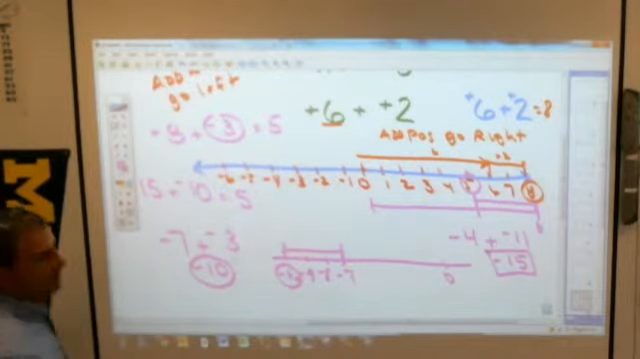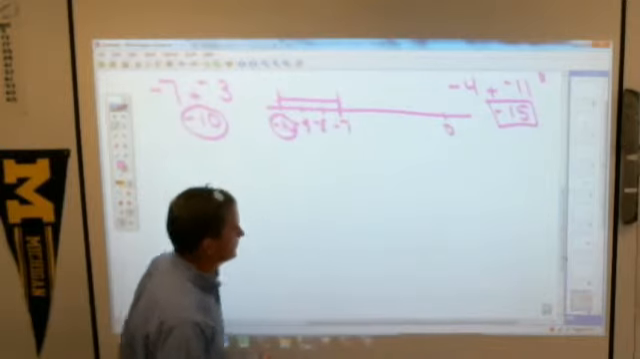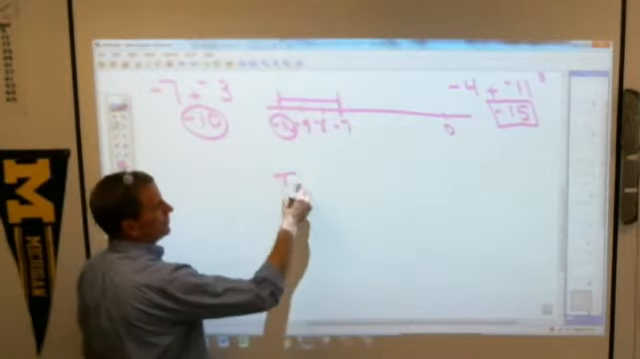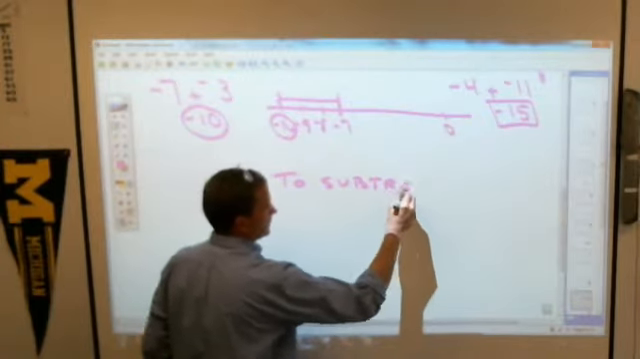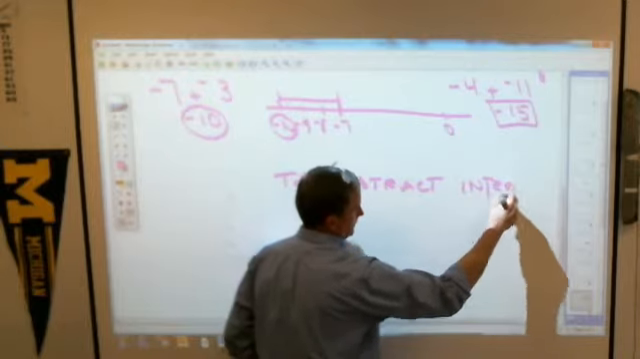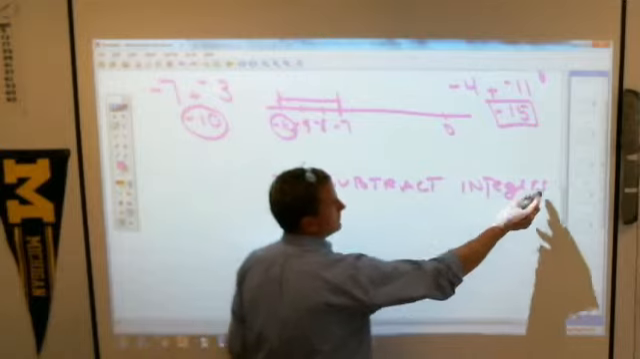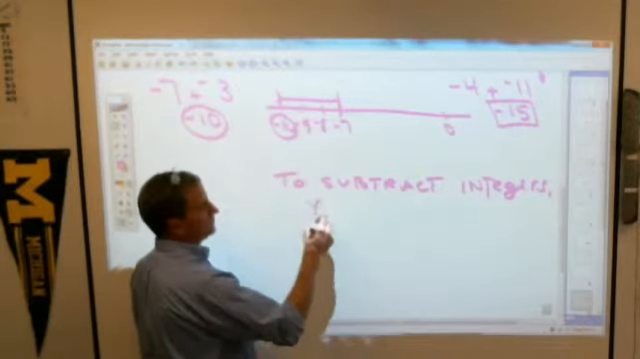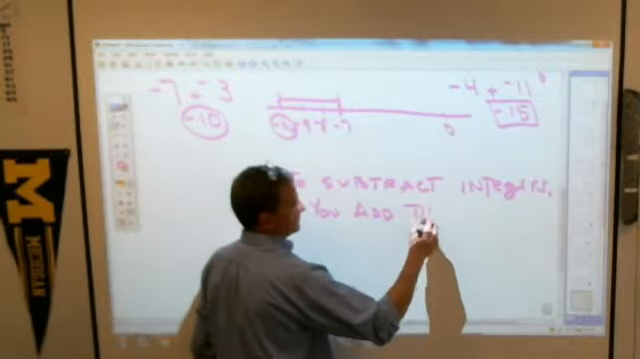Here's all you need to know about subtracting. Write this down: to subtract integers, add their opposites.